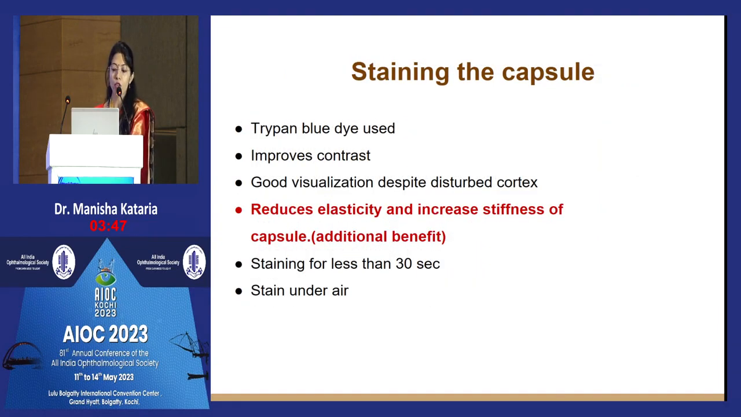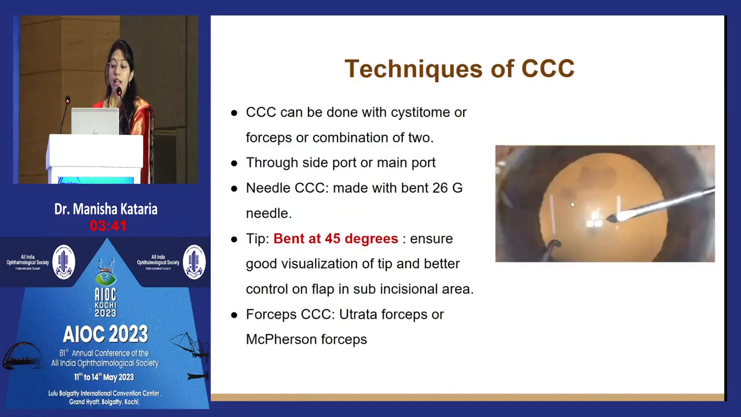It is a good idea to stain the capsule for beginners; it reduces the elasticity and increases the stiffness of the capsule. It can be done with the cystitome or forceps or a combination of the two. The needle should be bent at around 45 degrees. It ensures good visualization of the tip and better control of the flap in the subincisional area. For forceps, it can be done with the Utrata forceps, McPherson forceps, or microcapsulorhexis forceps.